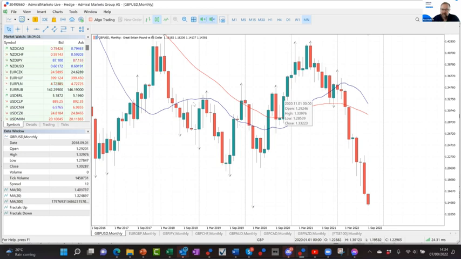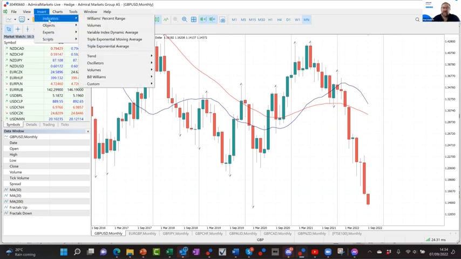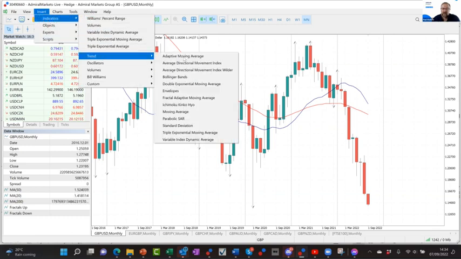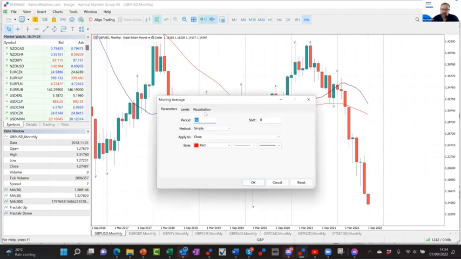I have a white background, and you can see there's a slight grid on there. Some might have black charts, some might have gray charts. That's fine, you can choose whatever you like. But then I'm looking to add in what I have on my chart here. So I go to insert, indicators, trend, there you go, moving average. That's where I put on my moving average, just click it on there, and then I can set that up.